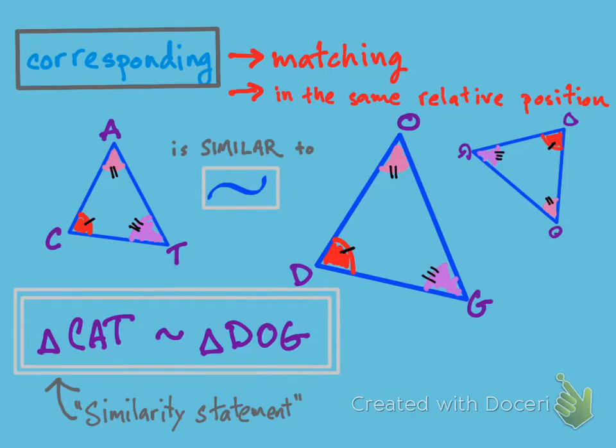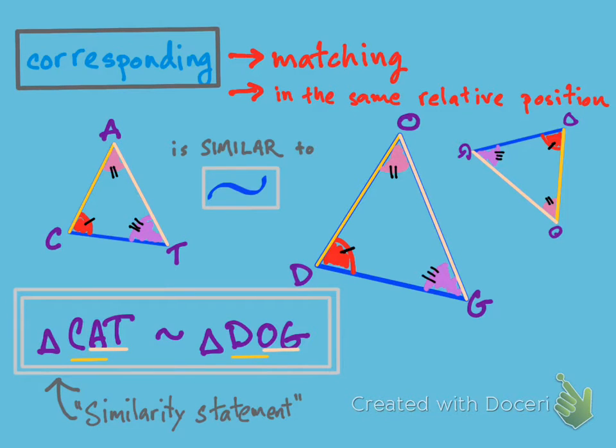In fact, there's even a little bit more, because it's also saying that the side CA is corresponding to the side DO, the first two letters in each of those triangles. Okay, so those are corresponding sides, and AT and OG are corresponding, and CT and DG are corresponding pairs of sides. So that similarity statement has a lot of information packed into it.